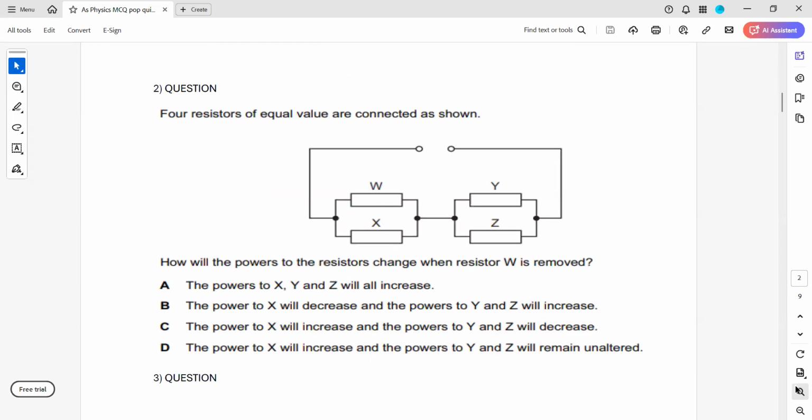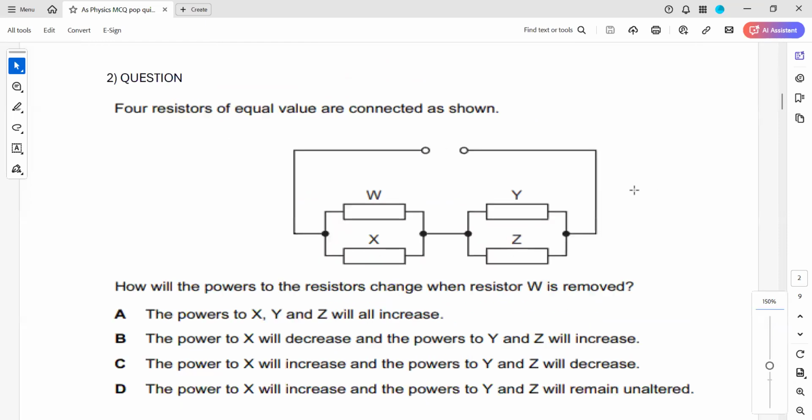So question 2 we were discussing. In question 2, we have the 4 resistors which are having equal resistance. How will the powers of the resistors change when W is removed? If we say all have the same resistance, either you can use the values or you can use the variables to solve this question.